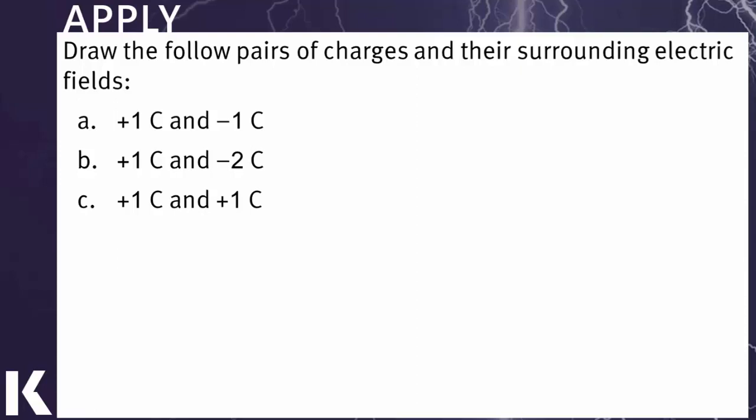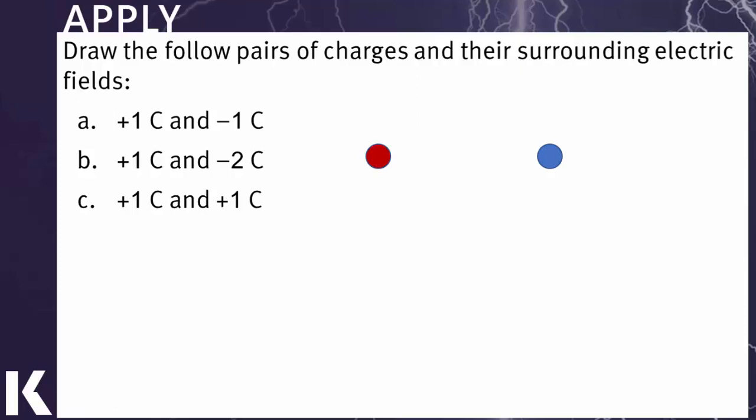Let's see that vector addition in action. For A here, we're asked to draw the electric field from a pair of charges, one positive and one negative, 1 coulomb. And it helps when doing this to pick a few points of interest and use that to help sketch it out. So here are our positive and negative charges.